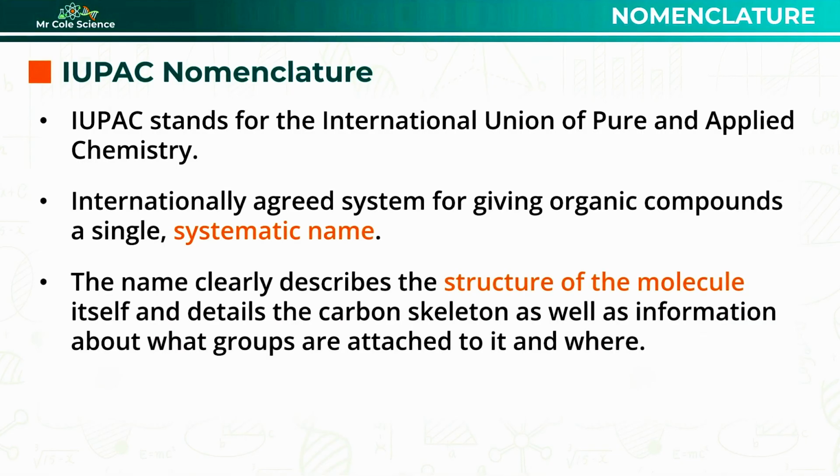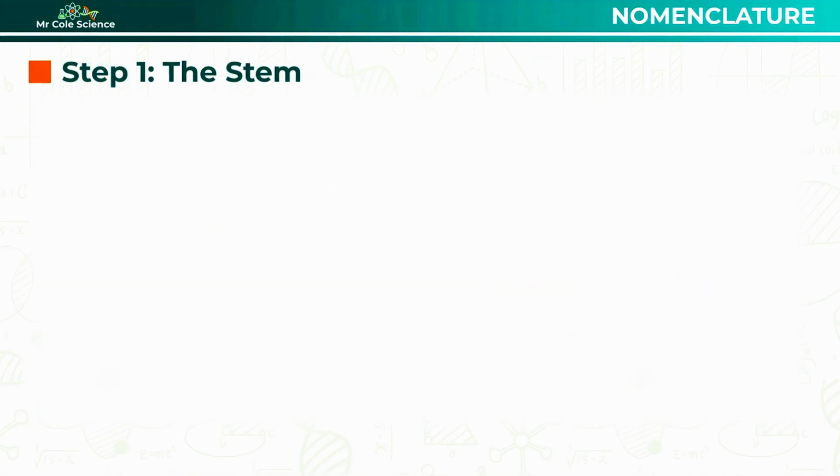To achieve this, IUPAC names are based upon the structure of the molecule itself, starting with the main carbon framework and then adding information about what's attached to it and where. This system allows chemists around the world to communicate clearly and unambiguously about any organic compound just from its name. And because the name is systematic, there's a clear set of rules or steps we can follow when naming organic compounds. The first of these steps is determining the stem of the name.